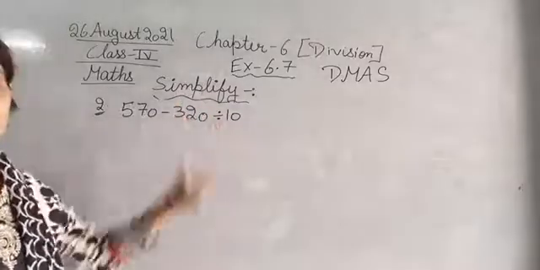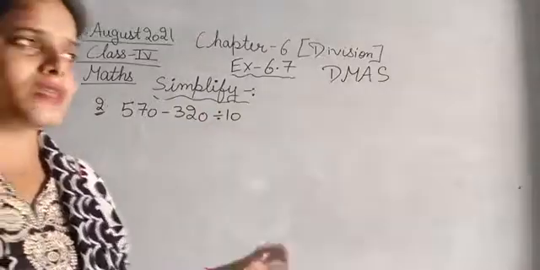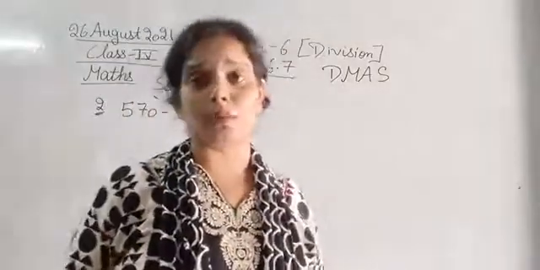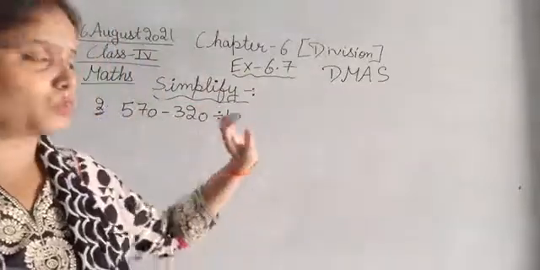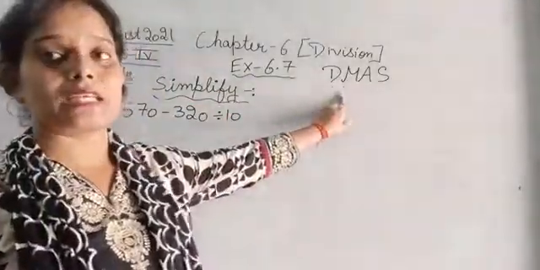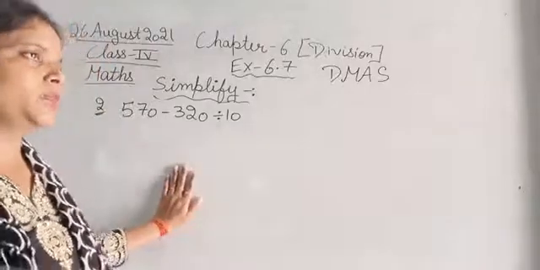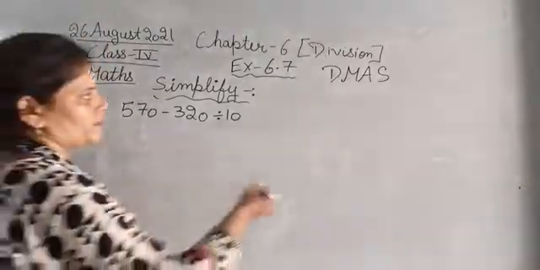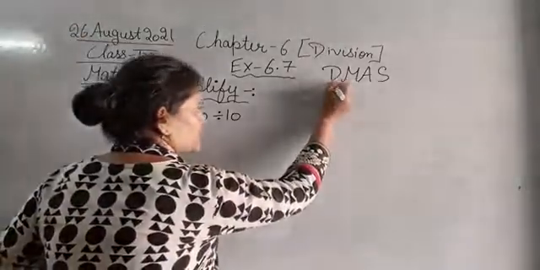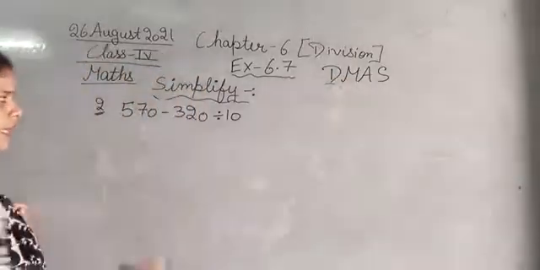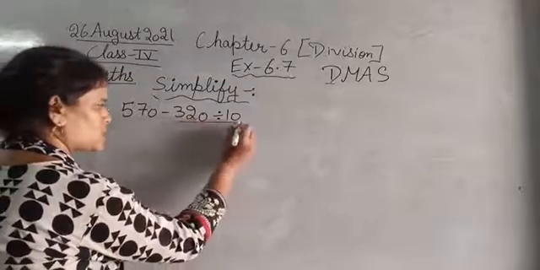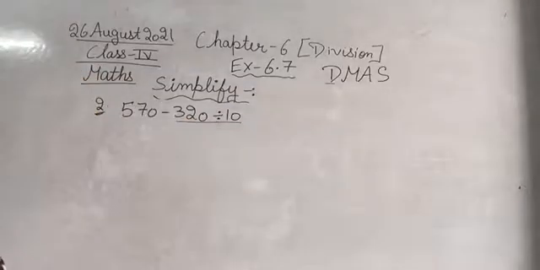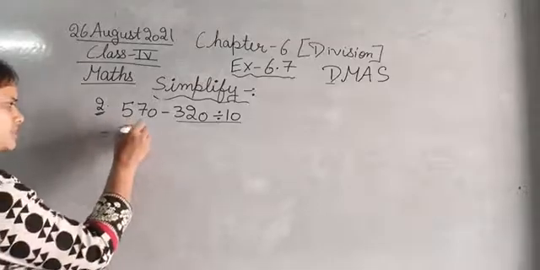Look, this is also simplifying. Whatever simplification sums there are, any normal sum, you have to follow the BODMAS rule or the DMAS rule. So again we will apply DMAS here. D means division. According to the DMAS rule, the first is division. Can you see any division here? Yes, this is the division. That means first of all we have to divide these two.